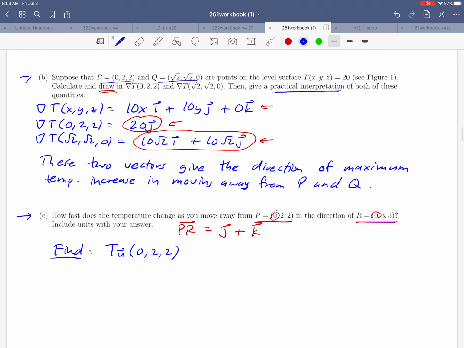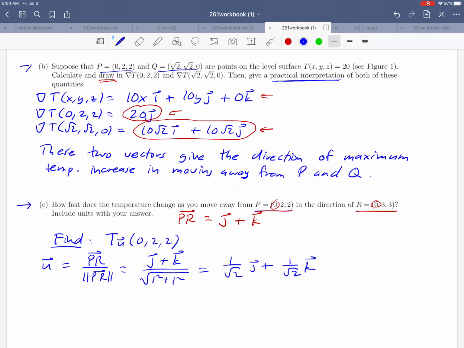And so to find a unit vector in that direction, PR, we're just going to take the vector PR that we just calculated and divide it by its length. So that's going to be j plus k over the square root of the sums of the squares of the components. That's going to give us a 1 over root 2 j plus a 1 over root 2 k. There's our unit vector.